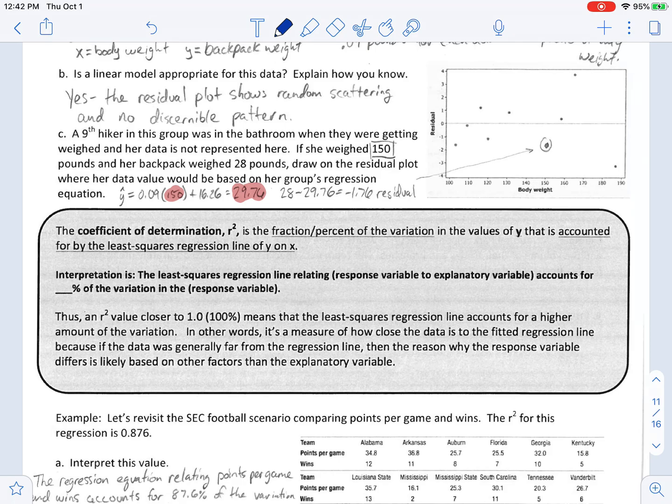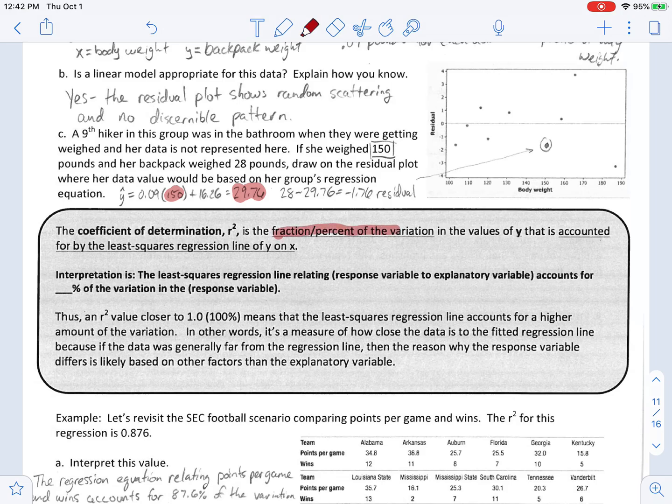It's called the coefficient of determination. It is technically r squared, the actual r squared. It will always be positive. Since r is always between 1 and -1, when you square a number that's between 1 and -1, it will be between 0 and 1.